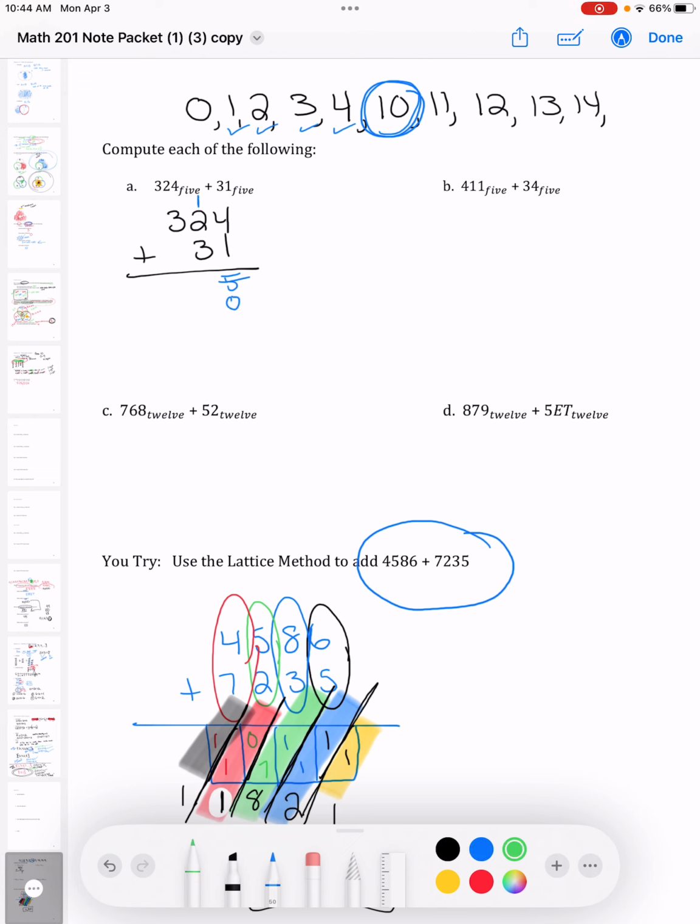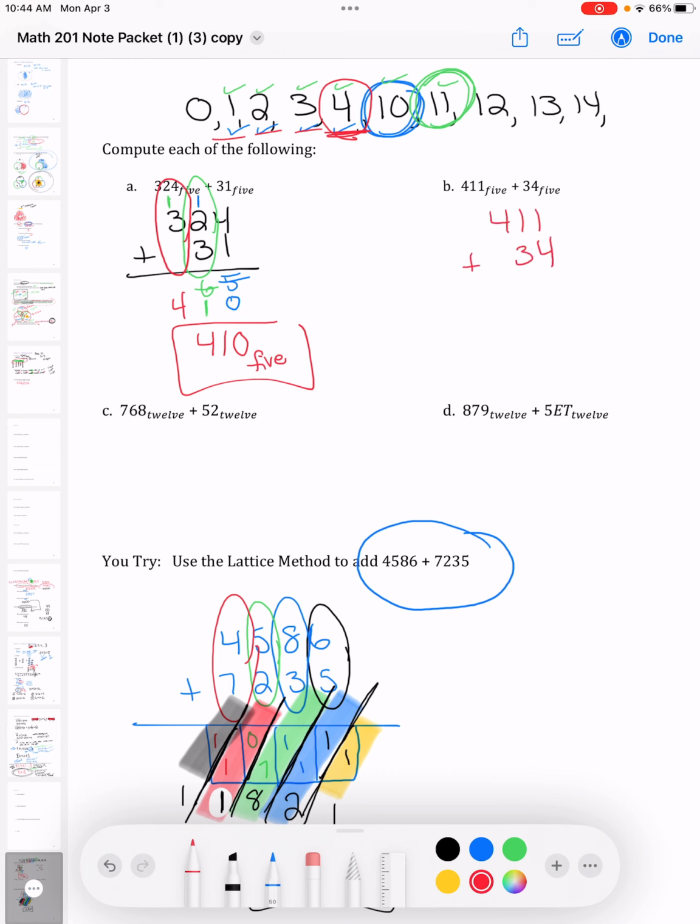Now I'm going to add my next place value. 1 plus 2 plus 3 gives me 6. But again, 1, 2, 3, 4, 5, 6. 6 would be written as 1 five and 1 one. And then last, 1 plus 3 is 4, and 4 is itself 1, 2, 3, 4. So I can just leave it as 4. So my answer would be 410, base 5.